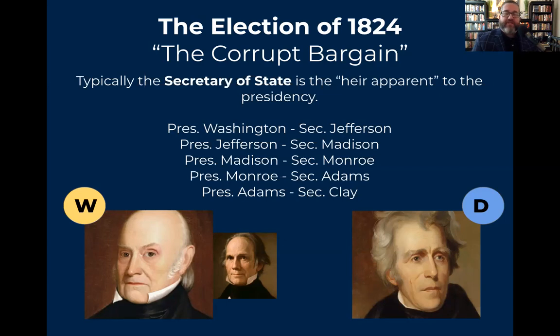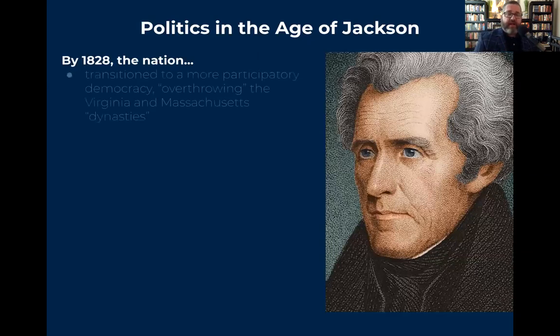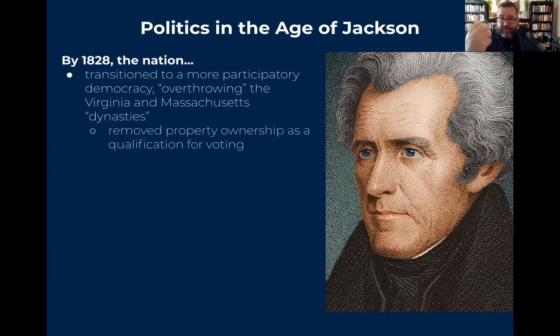So Jackson reemerges in 1828 after a strong campaign, garnering the vote of the American people. And of course, we now begin the politics in the age of Jackson, because the Federalists, now the Whigs, are going to be neutered by the power of the Jacksonian democracy and aren't going to really have a strong case under Henry Clay. So we're going to transition to a more participatory democracy, overthrowing the Virginia and Massachusetts dynasties. We're going to remove that ownership quality as a qualification for voting. I said that weird. You get what I'm saying.